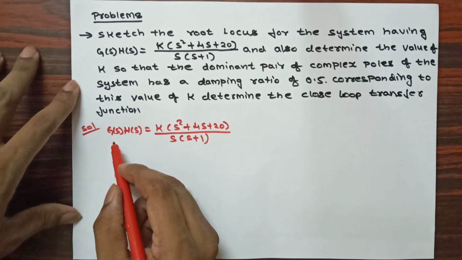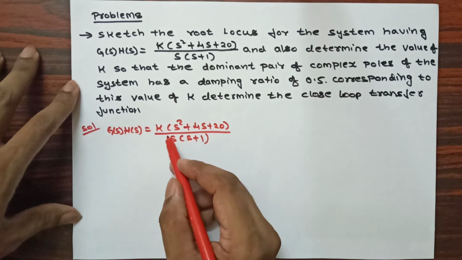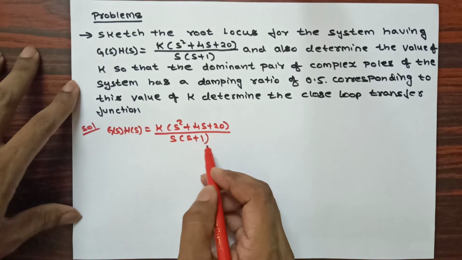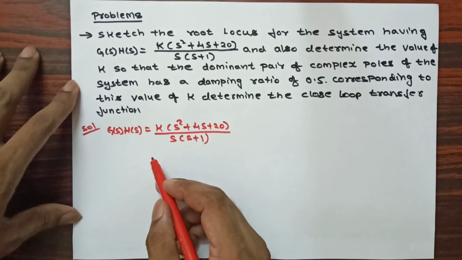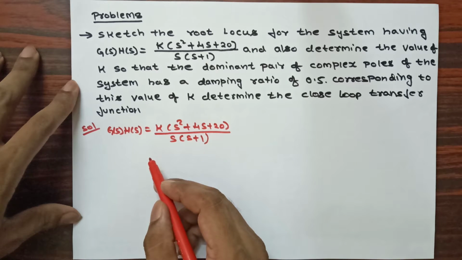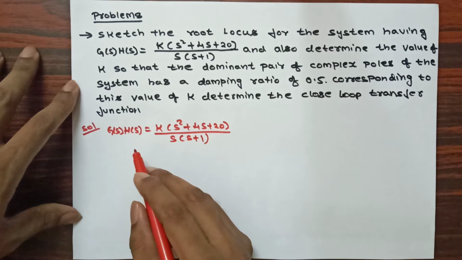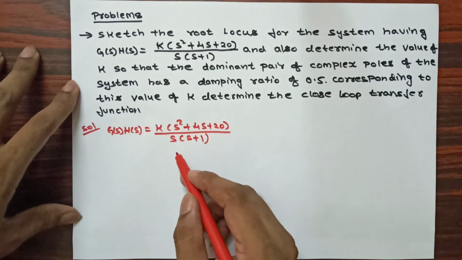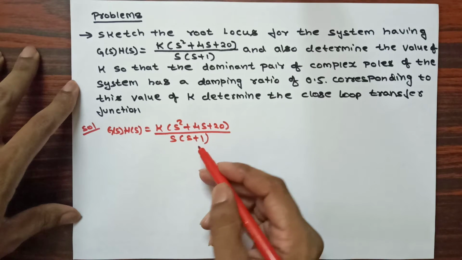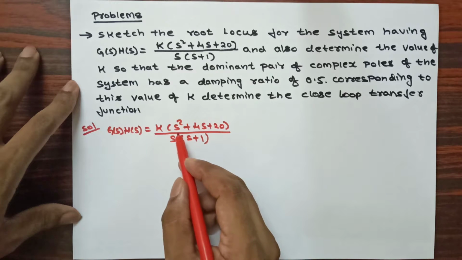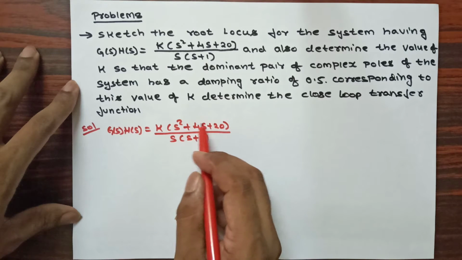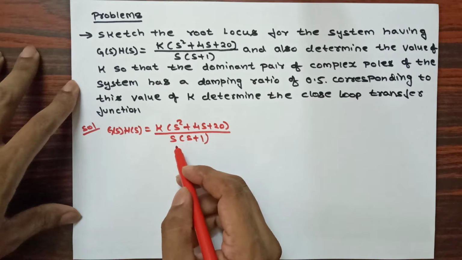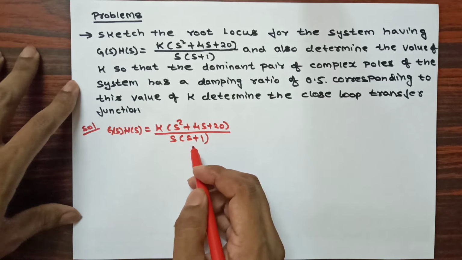Given open loop transfer function G(s)H(s) is equal to K times (s² + 4s + 20) divided by s times (s + 1). To sketch the root locus, first we need to identify the number of poles and number of zeros. In the open loop transfer function, the numerator s terms are considered as zeros and the denominator s terms are considered as poles. In this problem, in the numerator a quadratic equation is given. From this, I am going to get the two complex zeros, and in the denominator two s values are given, that is two poles are given.